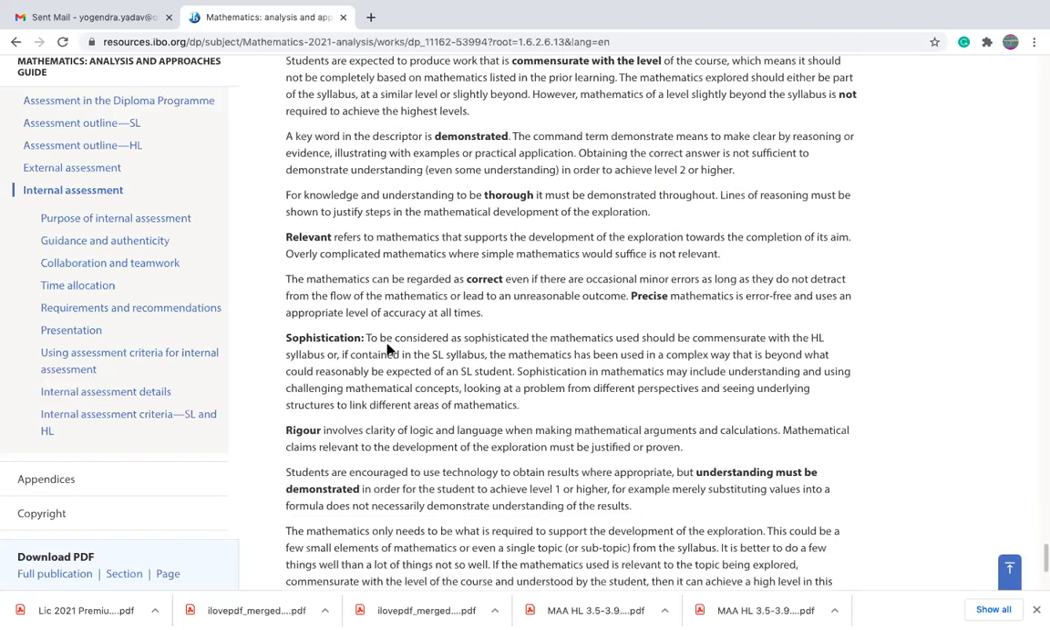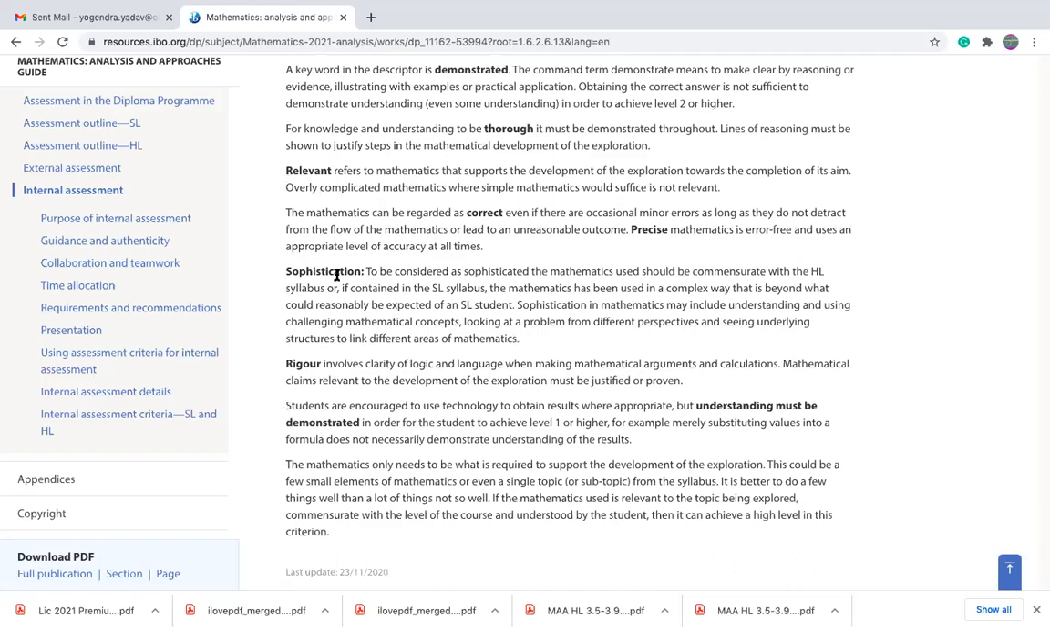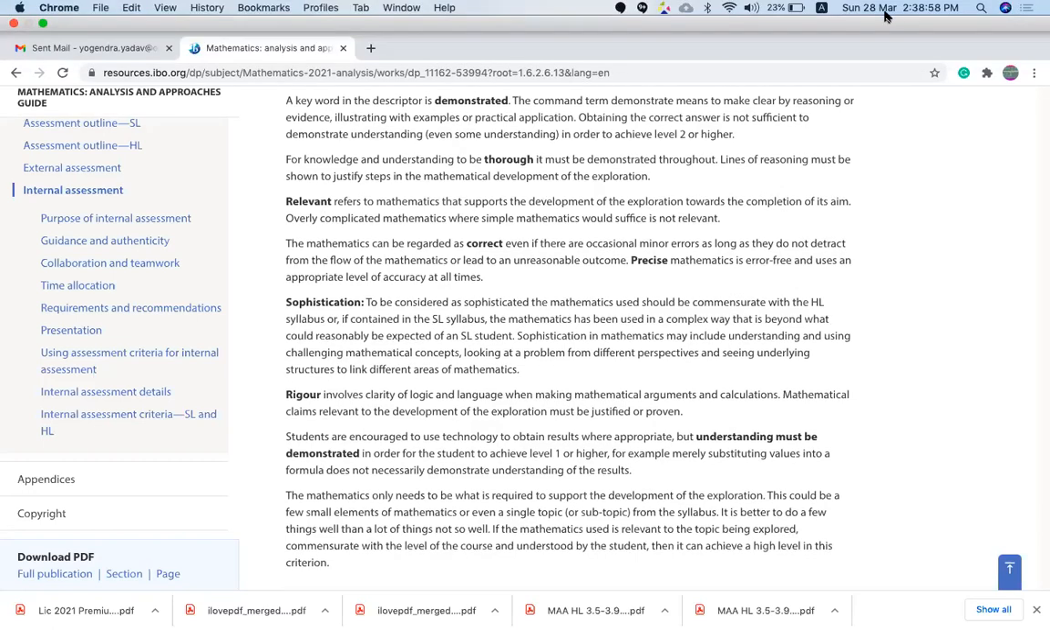So these are all in the booklet. You can refer to the data booklets, find out these key terms, read them again and again to understand these criterions before you start writing the exploration.